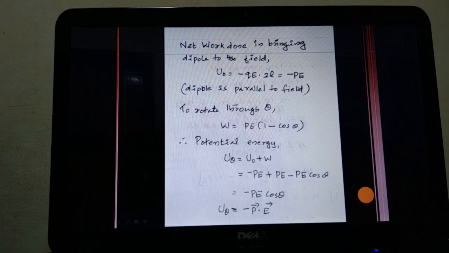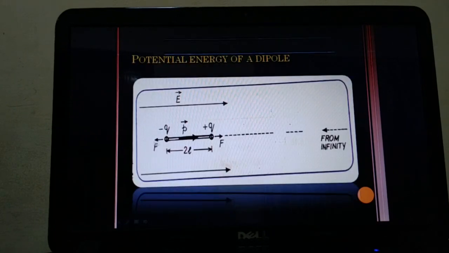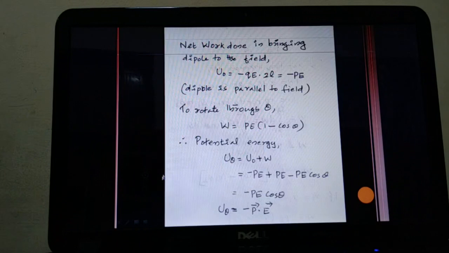Okay, and one more thing, the dipole is kept parallel to the electric field. You can see the dipole is kept parallel to the electric field. The electric field and dipole are in the same direction. To rotate through an angle theta, the work done will be W is equal to PE into 1 minus cos theta.